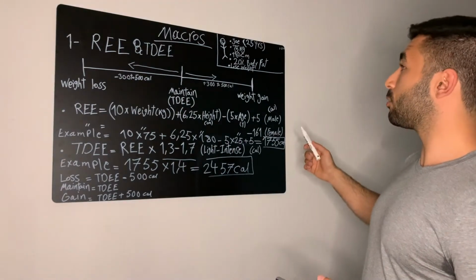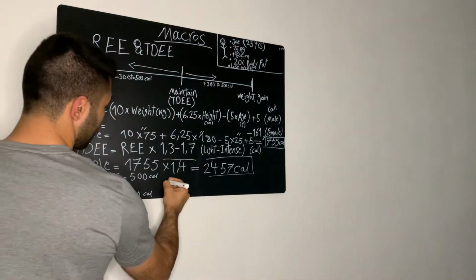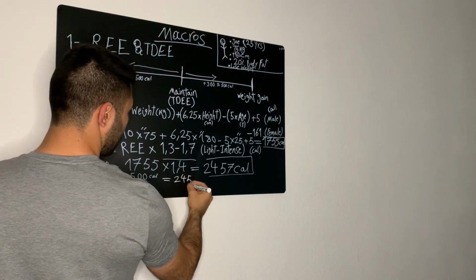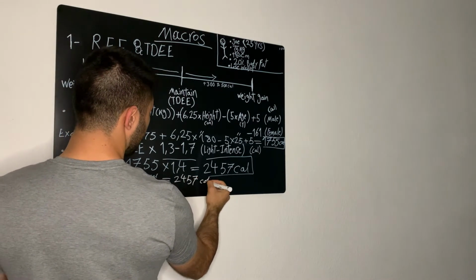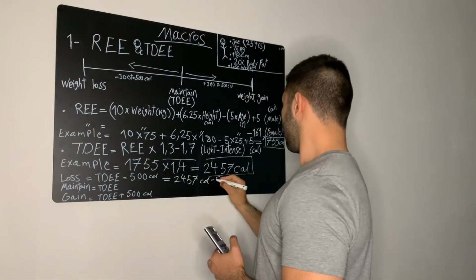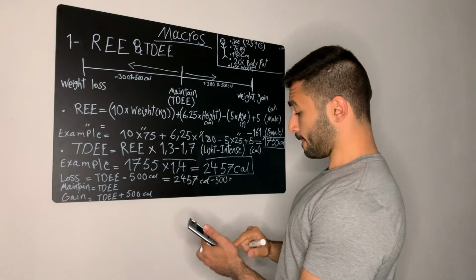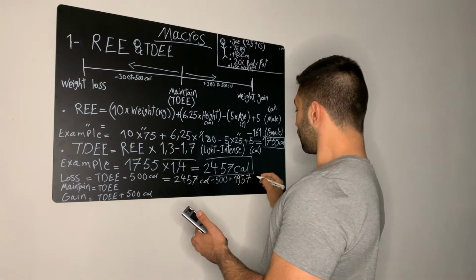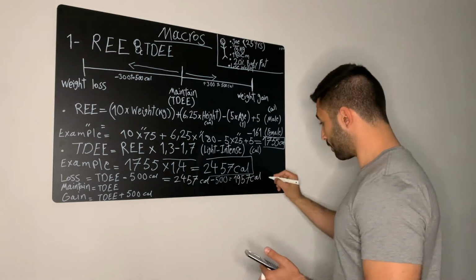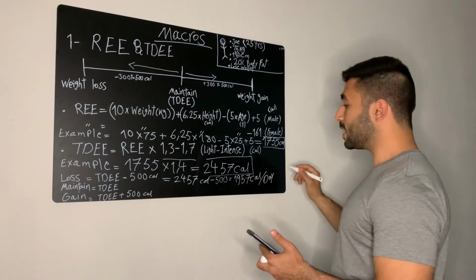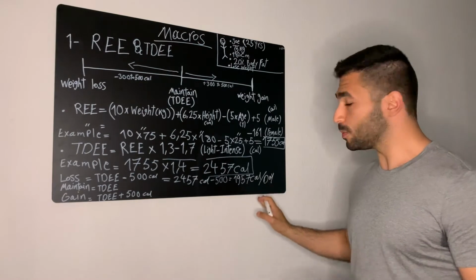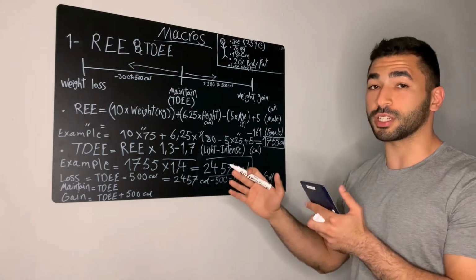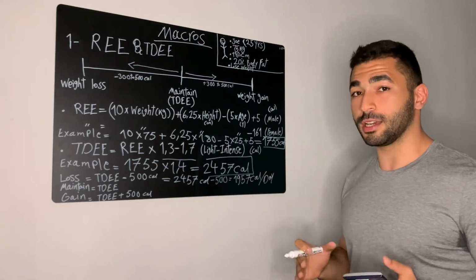All right, let's calculate it for our average Joe. So if Joe would take 2,457 calories minus 500 calories, he's gonna end up at 1,957 calories per day. So this is the amount of calories he needs to consume in order to lose weight. I will give you a formula in the next video on how to calculate weight loss per week, and then we're gonna talk about it.